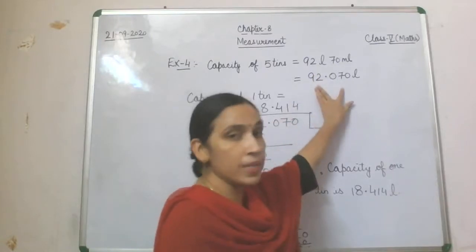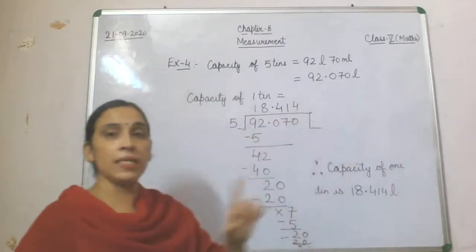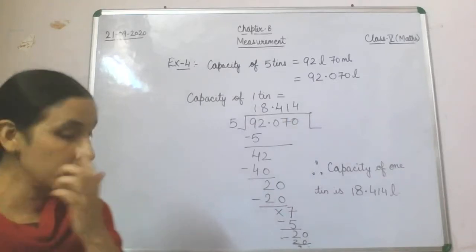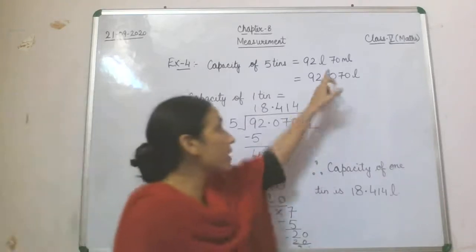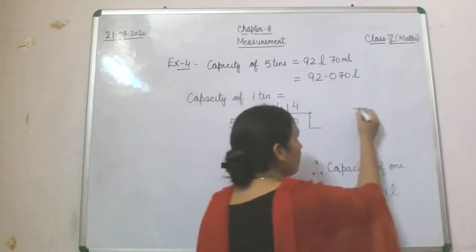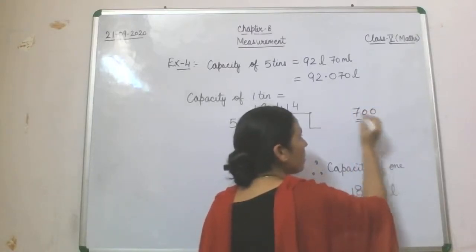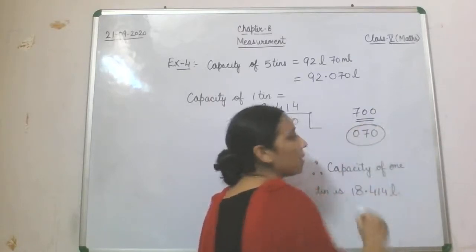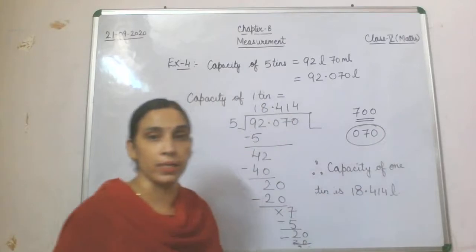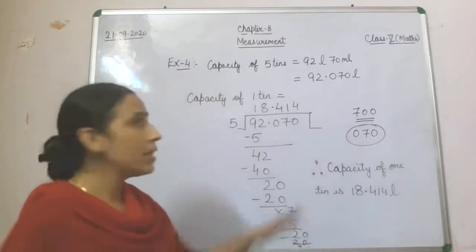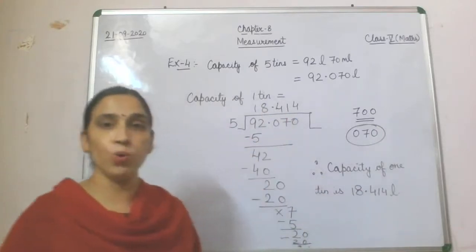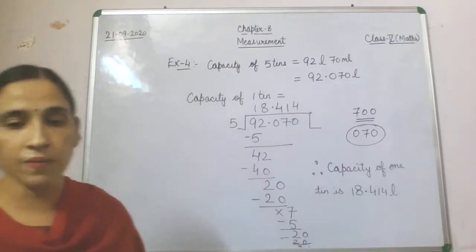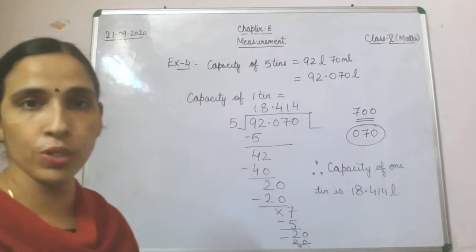And this step is very important. See, in 1 liter we have 1000 milliliter, in 1000 we have 3 zeros. See, if I write this 70 like this, 700, so that will become 700 milliliter. So you always remember how to write it in liters. That is very important. And if you will remember this, then only we can write it 92.070 liters. So with this we have completed our example 4 also.